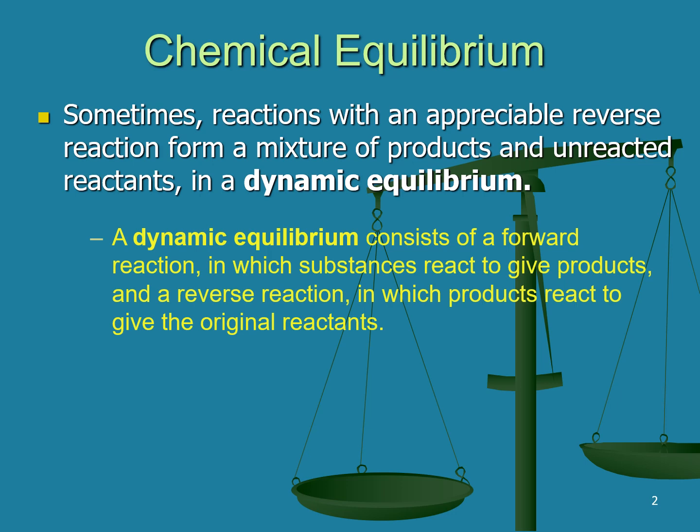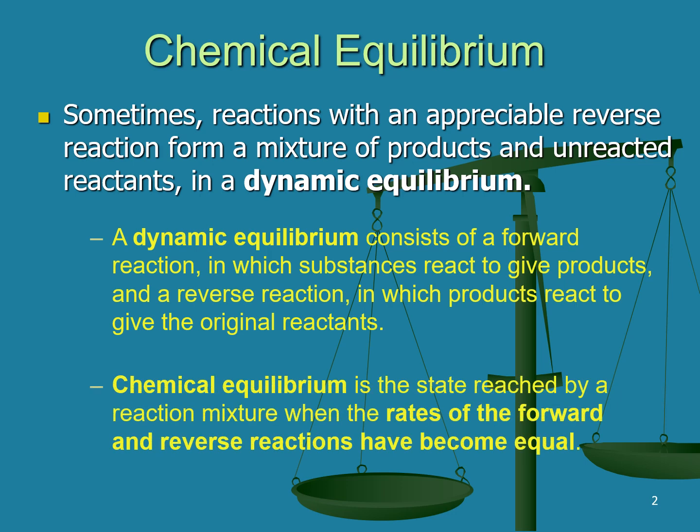So a dynamic equilibrium is when you have a forward reaction giving us products and a reverse reaction happening at the same time, where products give the original reactants back. So you've got a forward reaction and a reverse reaction happening together. And equilibrium is reached when the rate of the forward reaction equals the rate of the reverse reaction. So that's why I said it appears to have stopped, because the concentrations don't change.